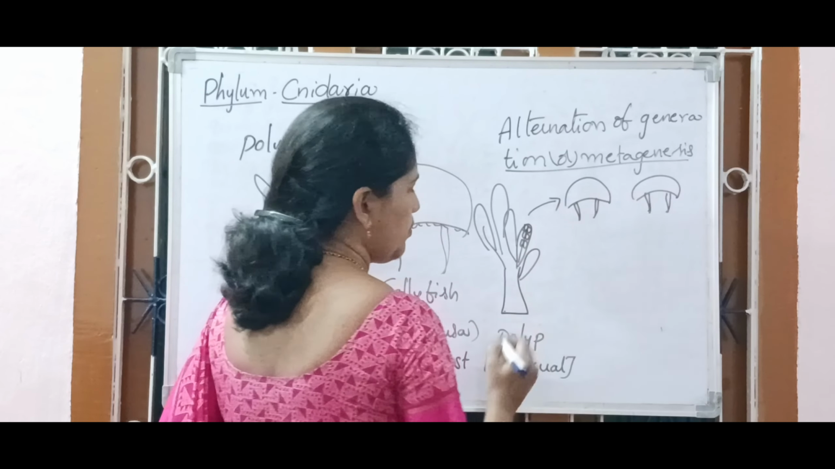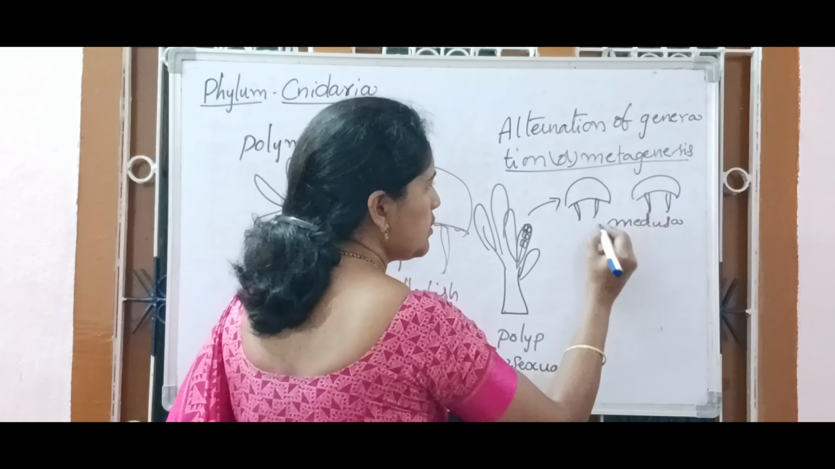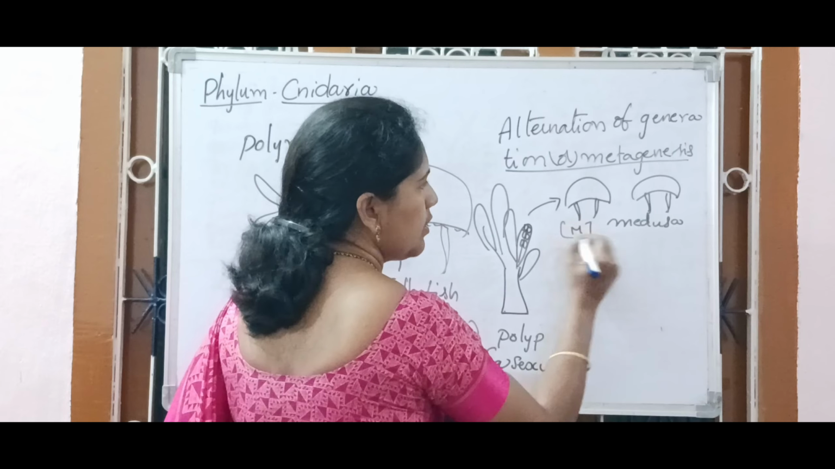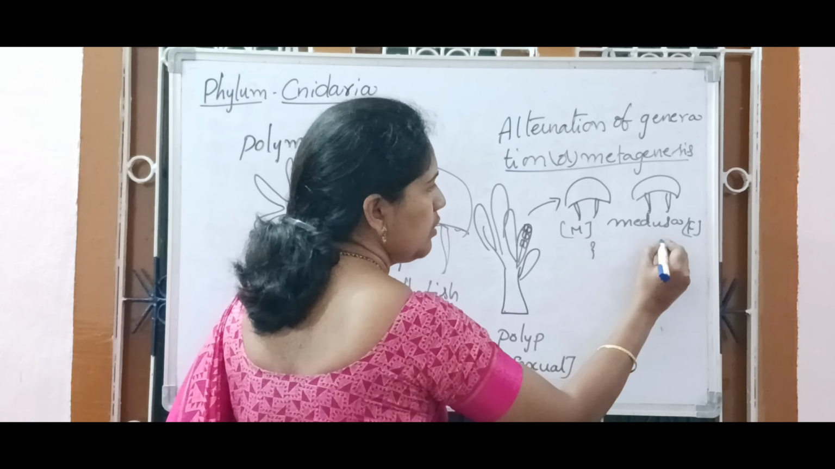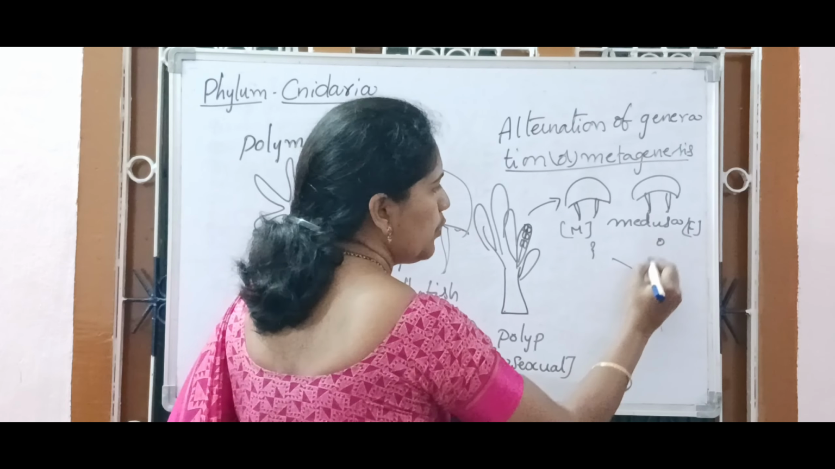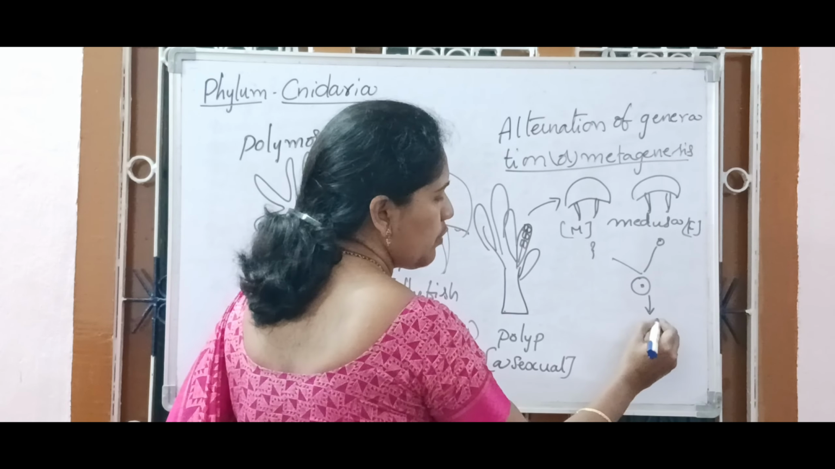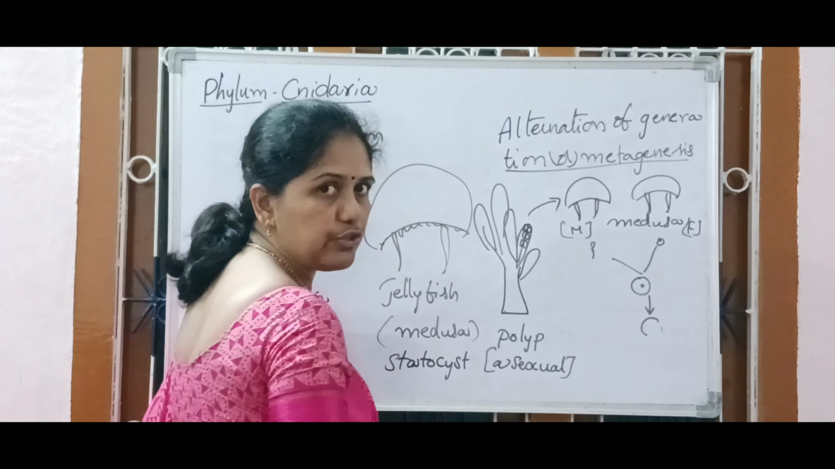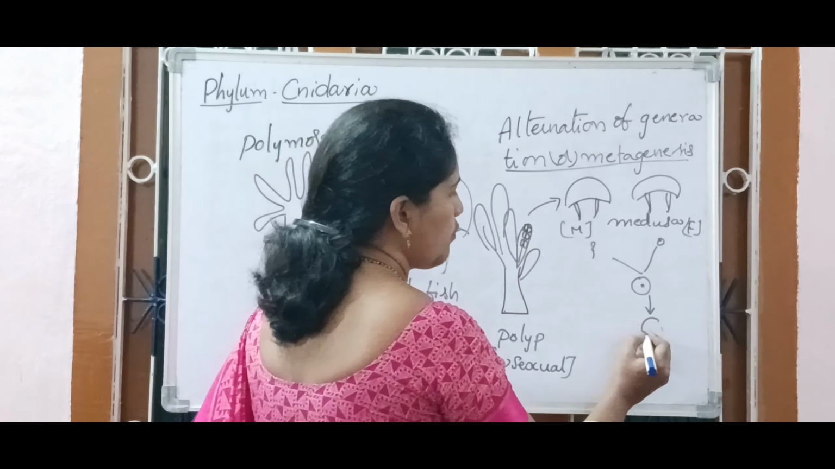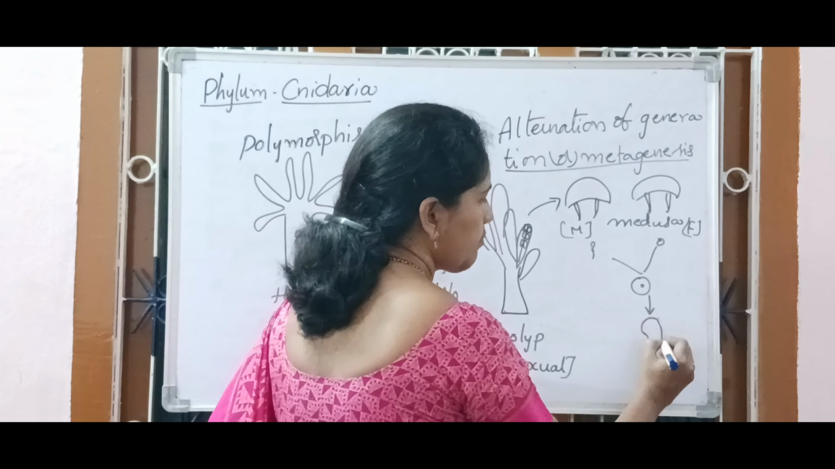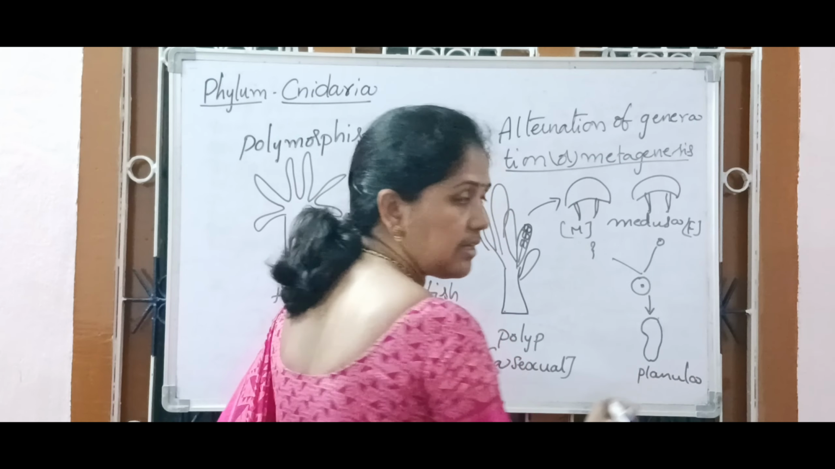Now this is the medusa form. This is the polyp form. This is the medusa form. These medusa forms, this is the male, this is the female. The male releases sperms into water. The female releases ova, which unite and form the zygote. This zygote first undergoes division and forms the blastula. From the blastula, it forms the larva called the planula. Now the larval condition here in cnidarians is the planula.